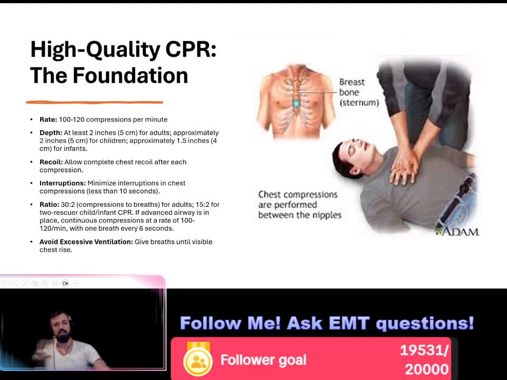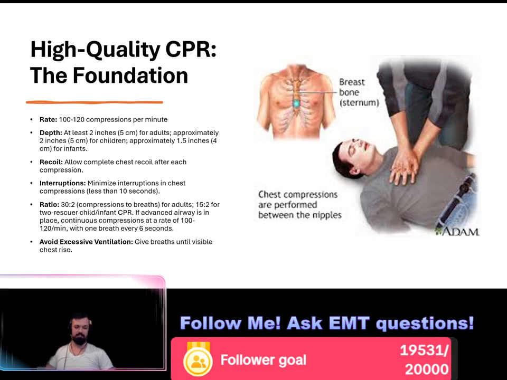Okay, so foundations of high quality CPR. The rate or the speed, how many compressions per minute, does not change. It will always be between 100 and 120 compressions per minute until a guidelines update in the next few years and they decide to go slightly faster or slightly slower, because about 10 years ago it was 100 and now it's 100 to 120 compressions per minute, which to me makes sense.